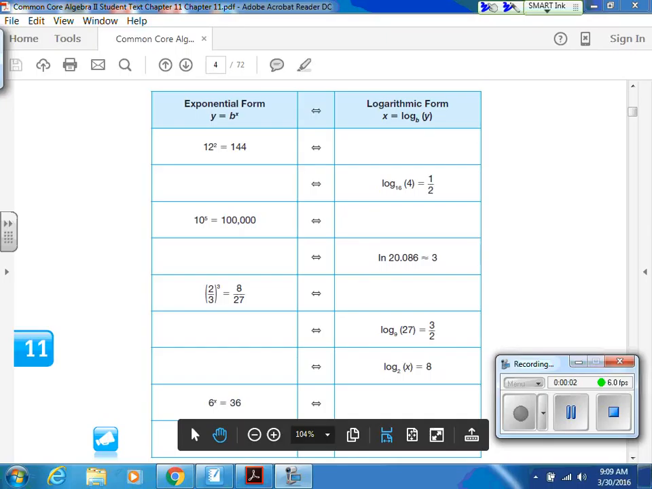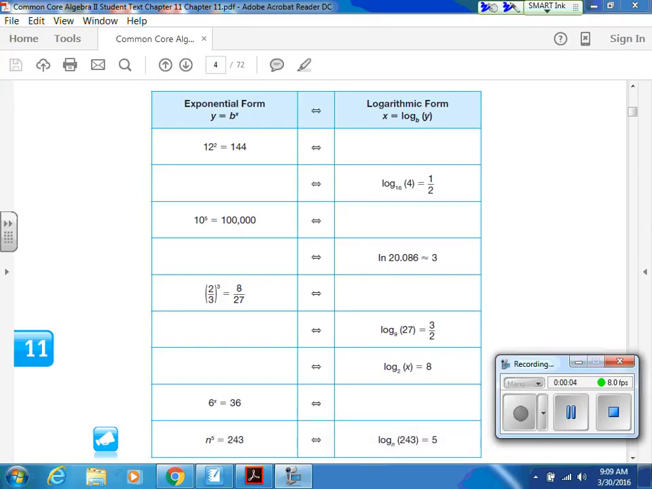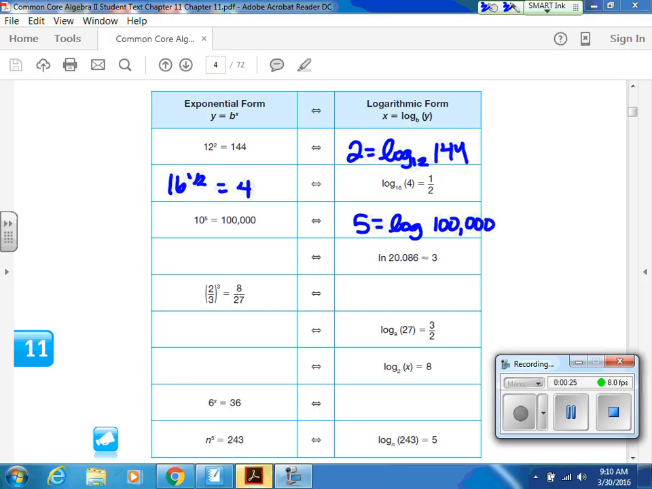Alright, so what goes here? 2 equals log. Alright, good. What goes here? If it's 10, I don't have to write it. I'm going to save some ink. Alright, what about this one?